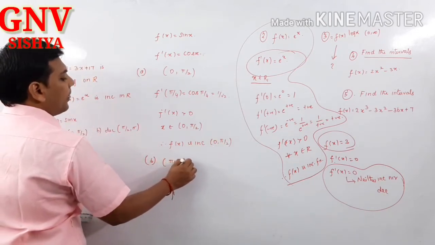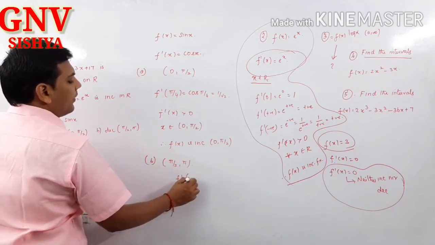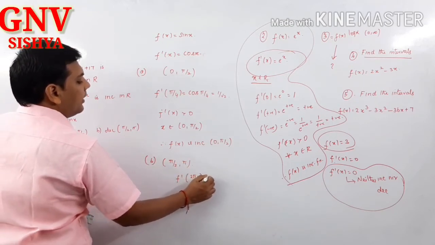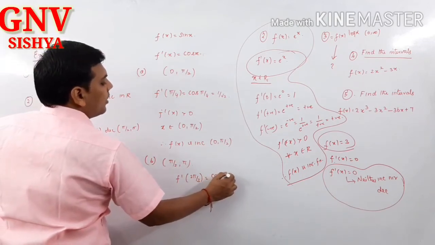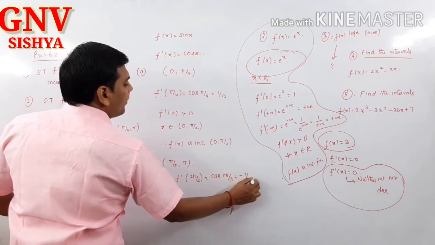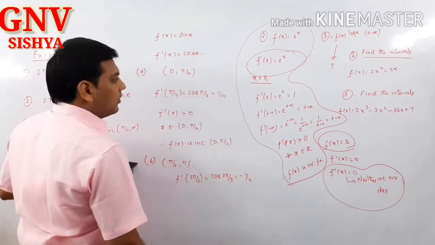Pi by 2 to pi. Pi by 2 to pi means what value can I take? Shall I take 2 pi by 3, 120 degrees? 90 to 180, I am taking 120 degrees. So it will become cos 120. Cos 2 pi by 3 is minus 1 by 2. 100 times we practiced this in inverse trigonometry, correct?